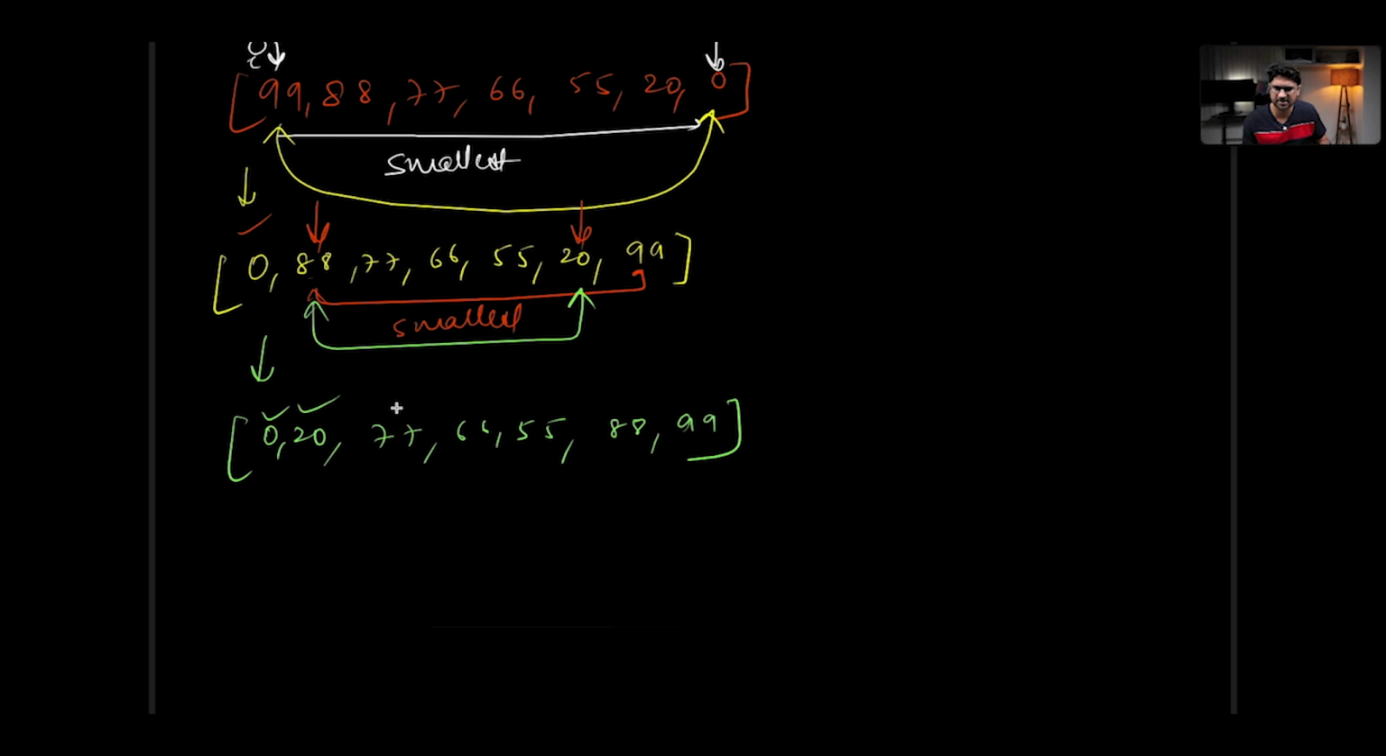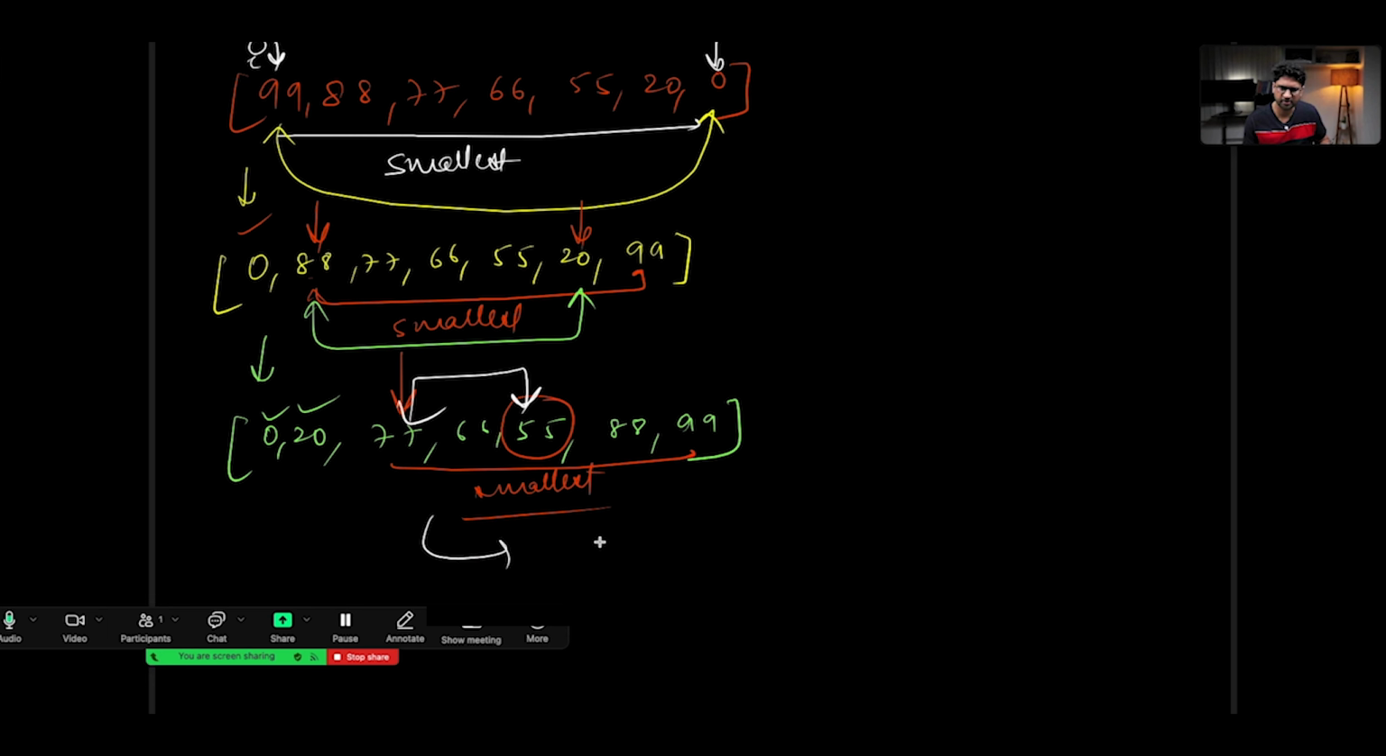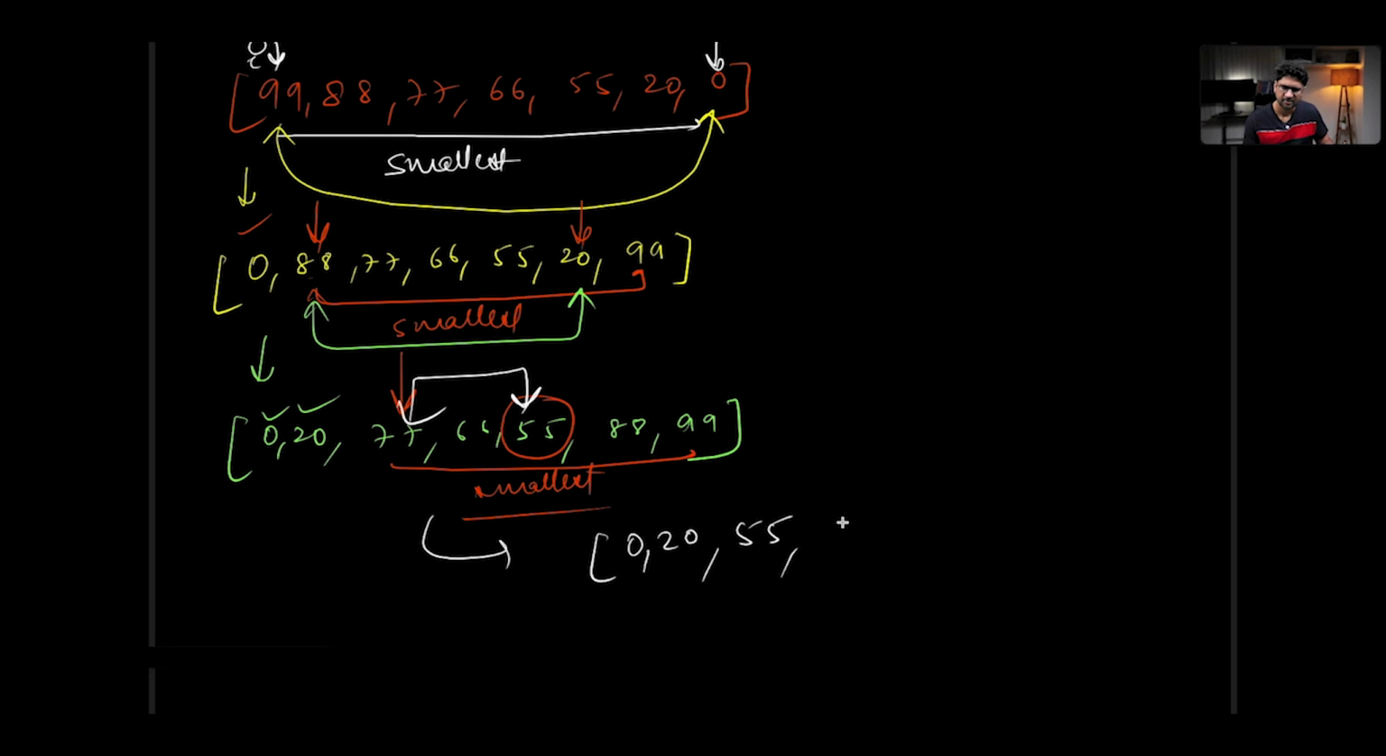Now I am here, and from 77 till the last I have to find the smallest. Which is the smallest among these? 55 is the smallest. So I swap these two values. Now this becomes 0, 20, and then comes 55, then 66, then 77, then 88, and then 99. The first three elements are correct. I am here. Now from here to here I have to find the smallest element.